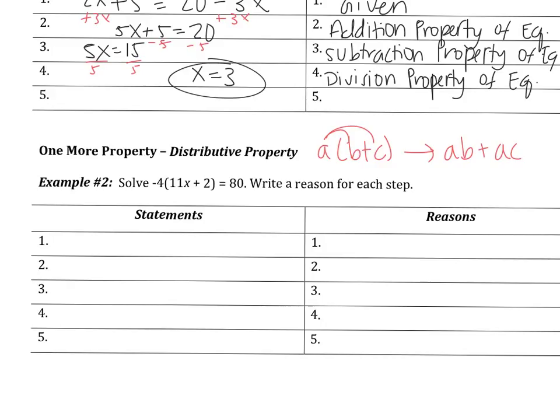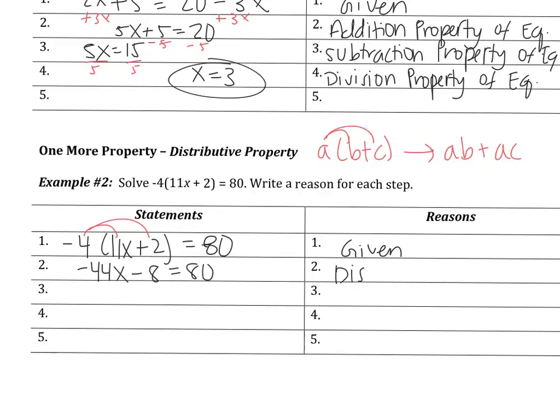I'm going to start out this problem with you, and then you're going to finish it. So we're going to start by writing our original equation. Negative 4 times 11x plus 2 equals 80. The reason is that this is given to us. Now, you could start this problem in a few different ways. I'm going to start by distributing that negative 4. So I get negative 44x minus 8 equals 80. The reason is by the distributive property.